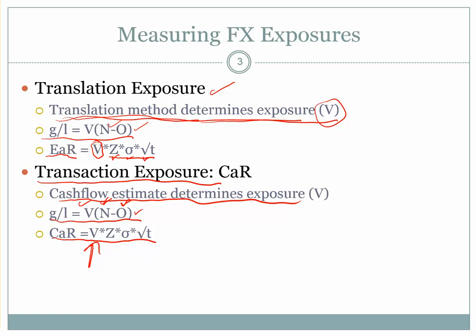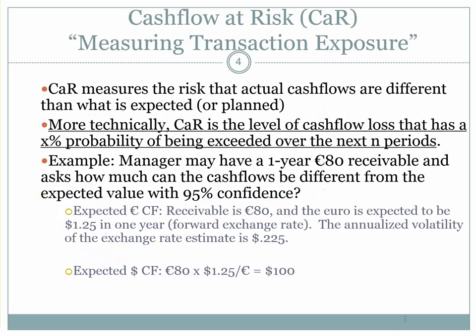In translation method, V is a value of the balance sheet items that need to be translated according to the translation method and rule. In cash flow at risk, V is a cash flow estimate in foreign currency units that you're expecting to net receive or pay. So CaR, just like EAR, measures the risk that the actual numbers are different than expected, except cash flow at risk actually looks at cash flows and not earnings.